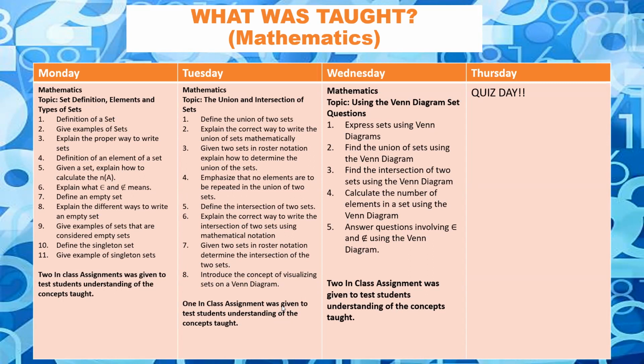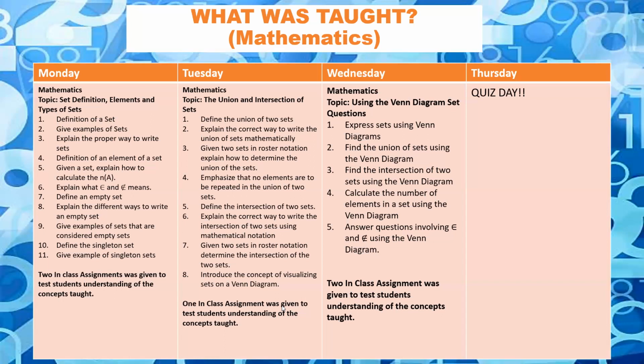On Tuesday, we defined what we mean by the union of two sets. We explained the correct way to write the union of two sets. That's with the right side up U. And we explained how to determine the union of two sets. Remember when we talk about union of two sets, we do not include repeated elements. That's important. We also define the intersection of two sets.